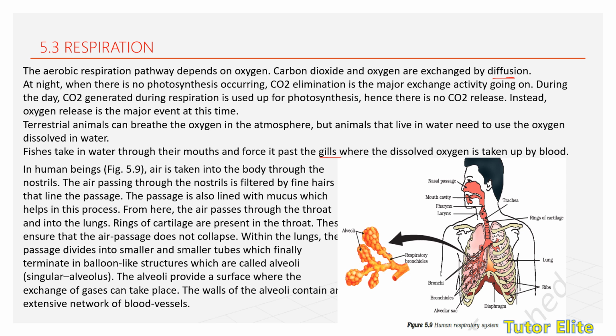The air passing through the nostril is filtered by the fine hairs that line the passage. The passage is also lined with mucus, which helps in this process. From here, the air passes through the throat and into the lungs. Rings of cartilage are present in the throat. These ensure that the air passage does not collapse.